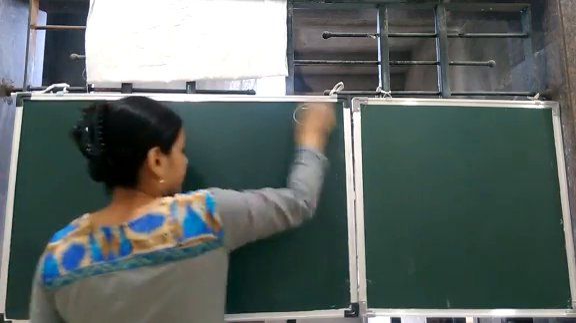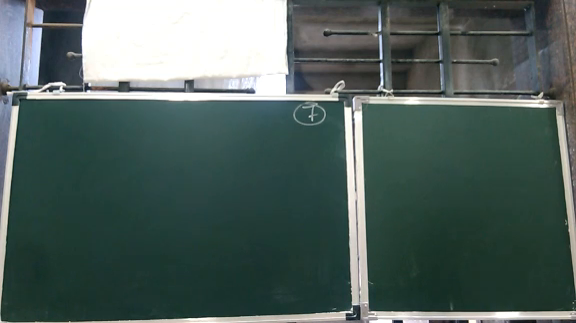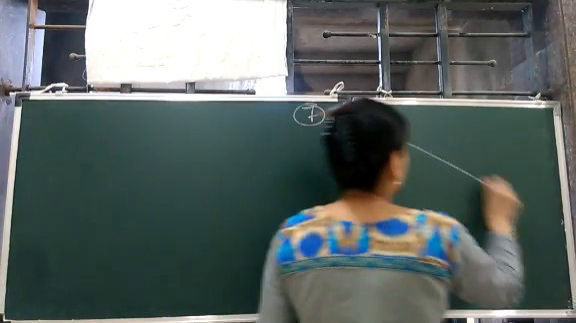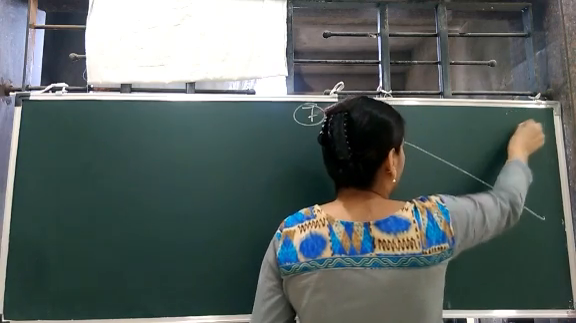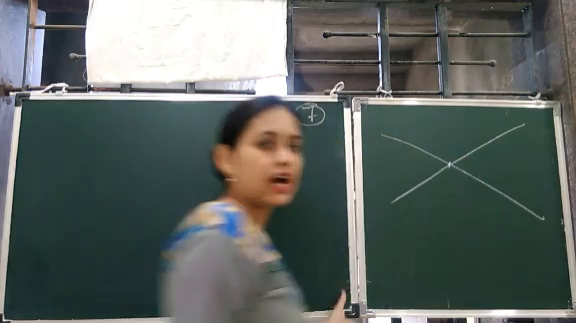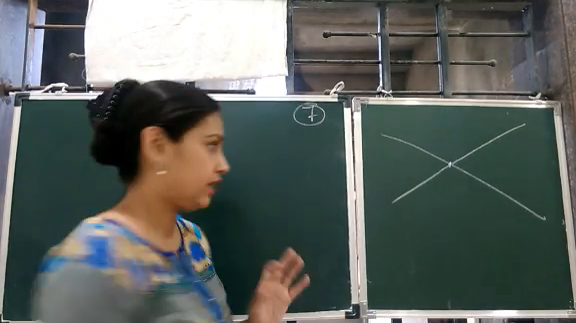So here we are starting with a new topic, children. We completed exercise 5.1 yesterday. Now we study a pair of lines. Pair of lines means two lines together. When two lines meet one another, then such lines are known as intersecting lines.